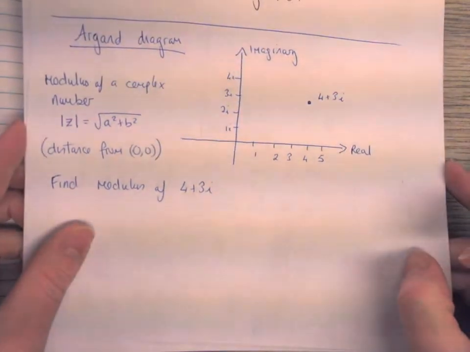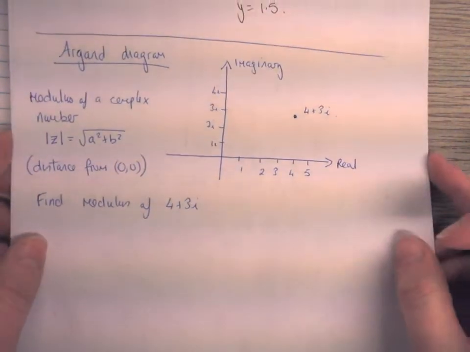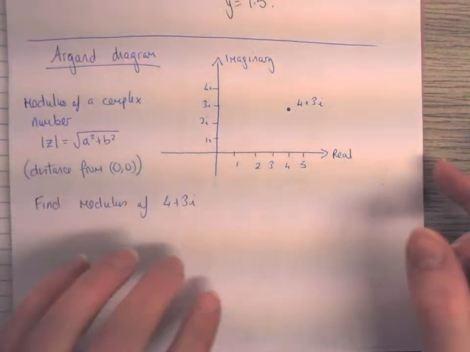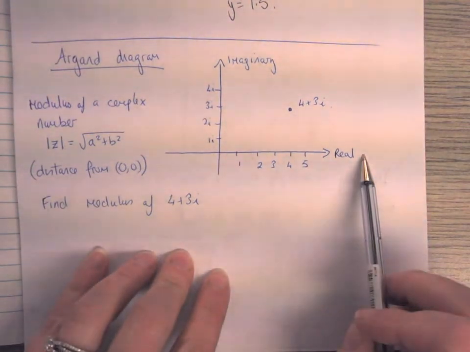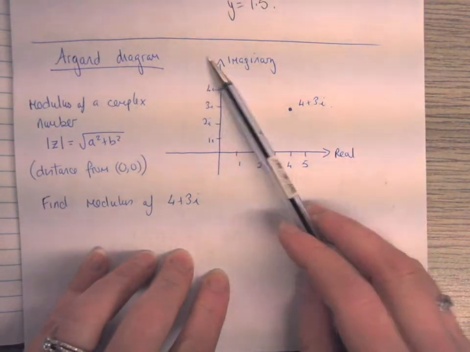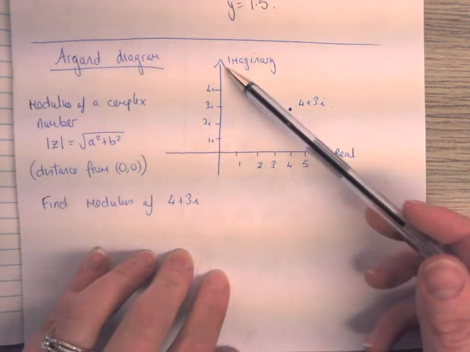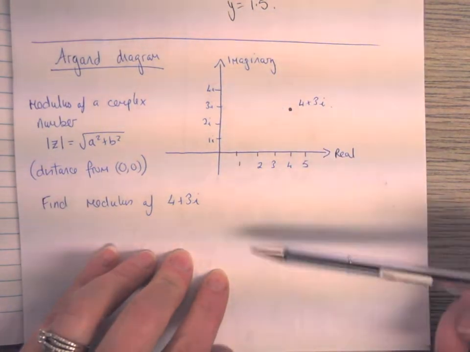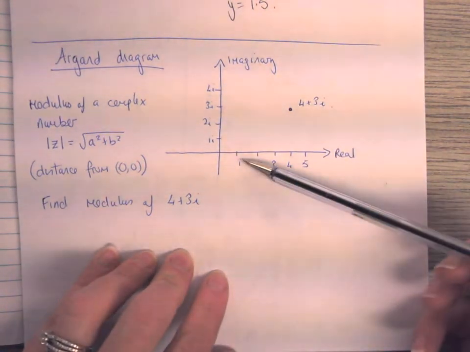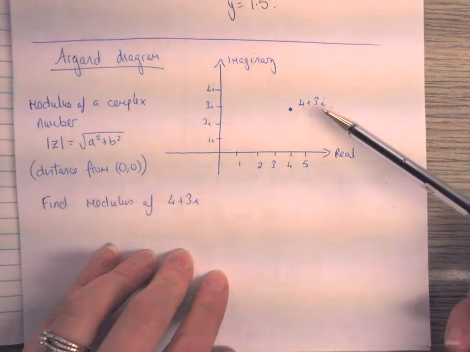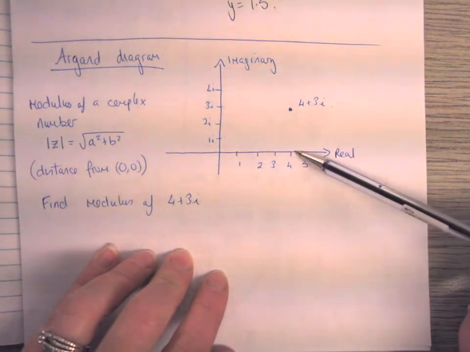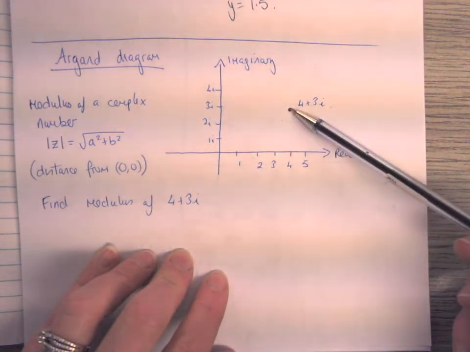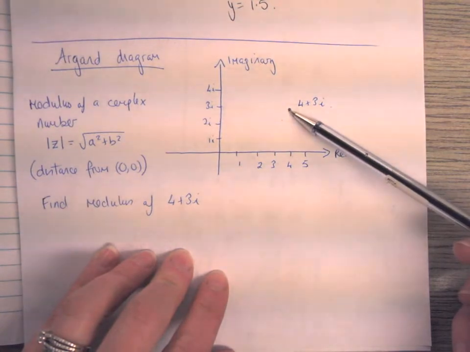Okay. So then we're on to our Argand diagram, which is just your axes for complex numbers. This is your real axis and this is your imaginary axis. You don't have to put the i's on here once you call it imaginary, but it's not wrong to do it. So if I wanted to put 4 plus 3i, it's 4 on the real, 3i on the imaginary, and there's your complex number 4 plus 3i.